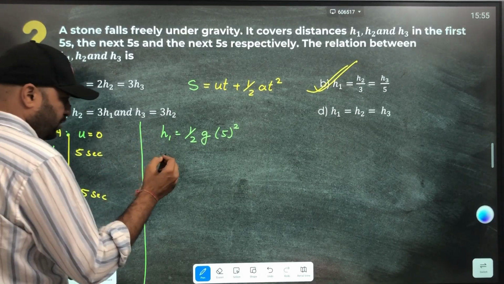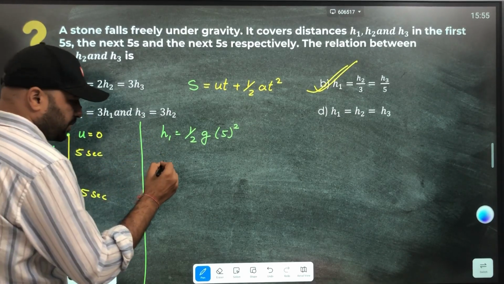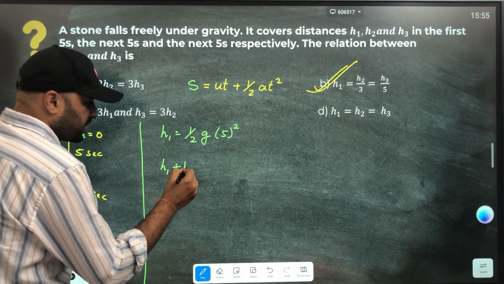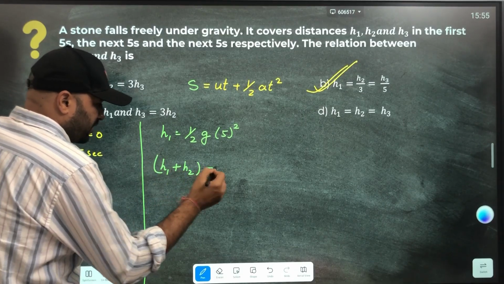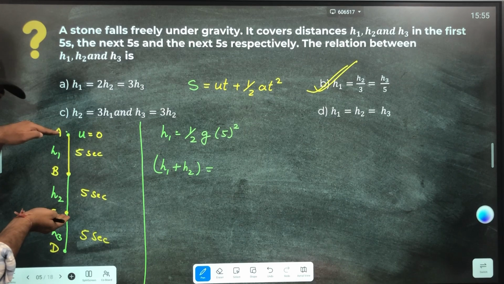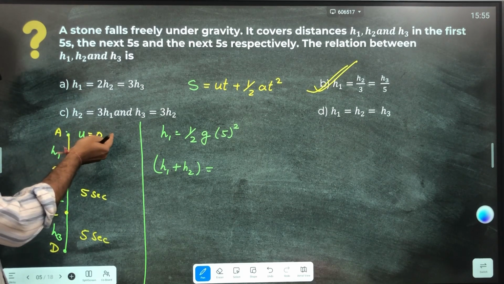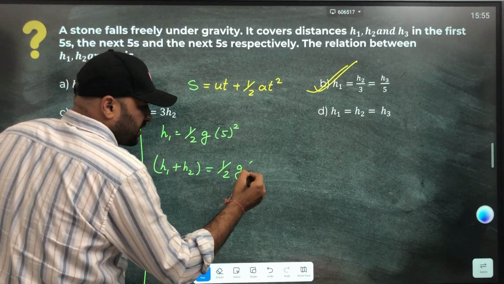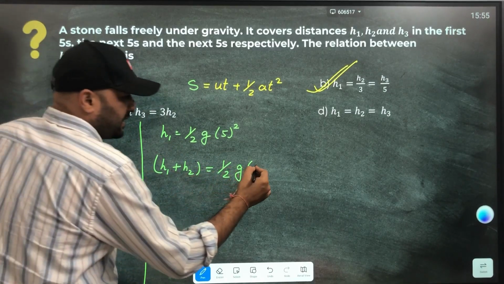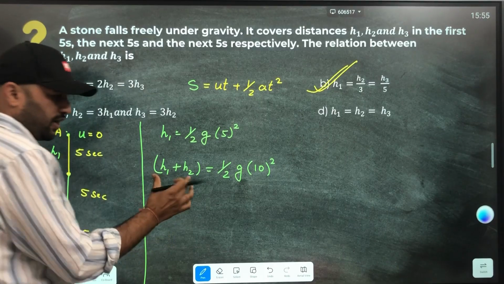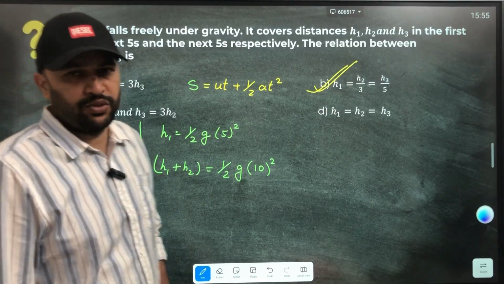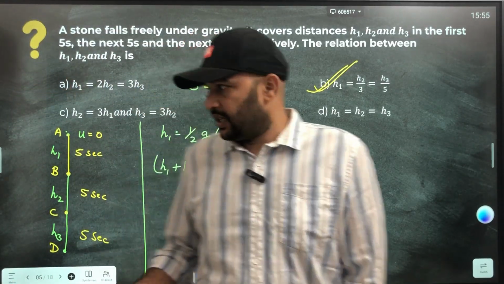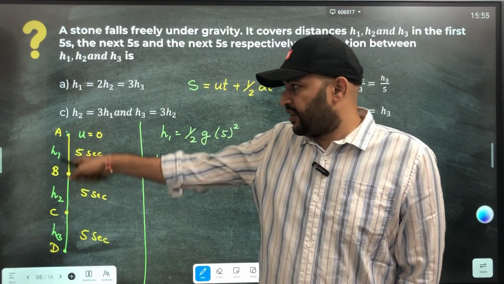So I am finding A to C. A to C is how much? h1 plus h2. So the distance will be h1 plus h2. What is the initial velocity? Sir, it's 0. In that case, half g t square. And what is the time here? Sir, 5 seconds plus 5 seconds, it's 10 seconds whole square. Be very careful. On the left hand side, it should be h1 plus h2 and not h2, because you are not finding B to C, you are finding A to C.